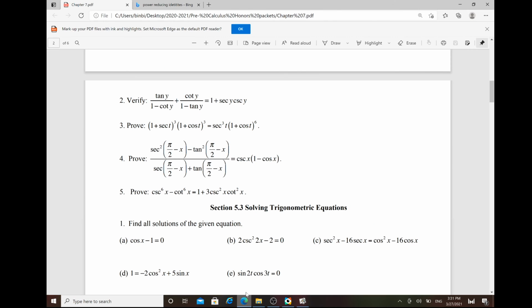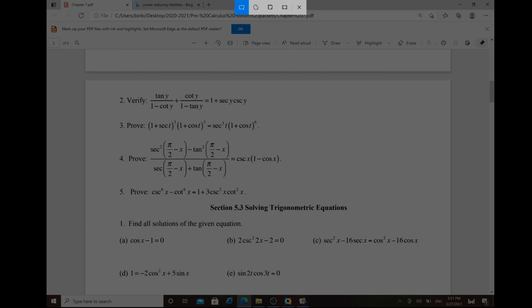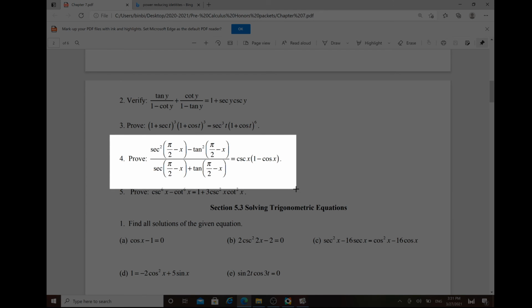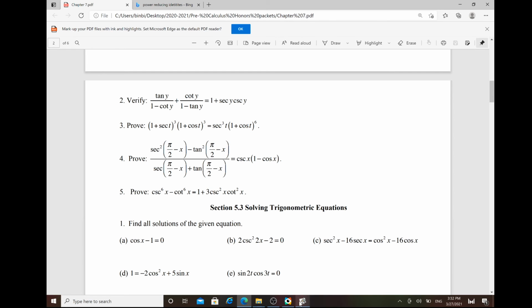So now let's see what else that we have right here. So number 4, if you guys see the pattern, so secant square of quantity, pi over 2 minus x minus tangent square of the same quantity, so of pi over 2 minus x, all over secant of that same quantity plus tangent of the same quantity. So what do you guys notice? Would that be the difference of 2 squares right there? Okay, so let's just put it out.